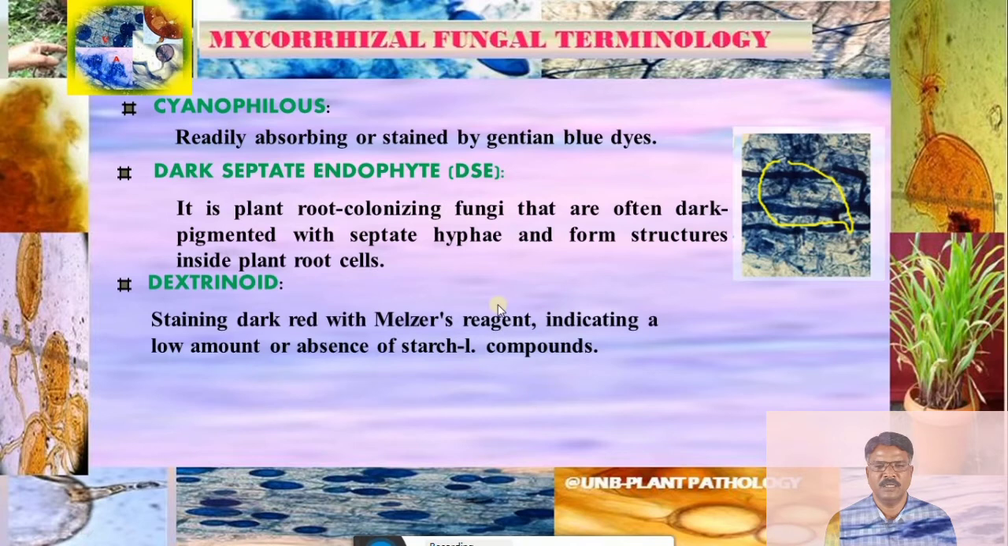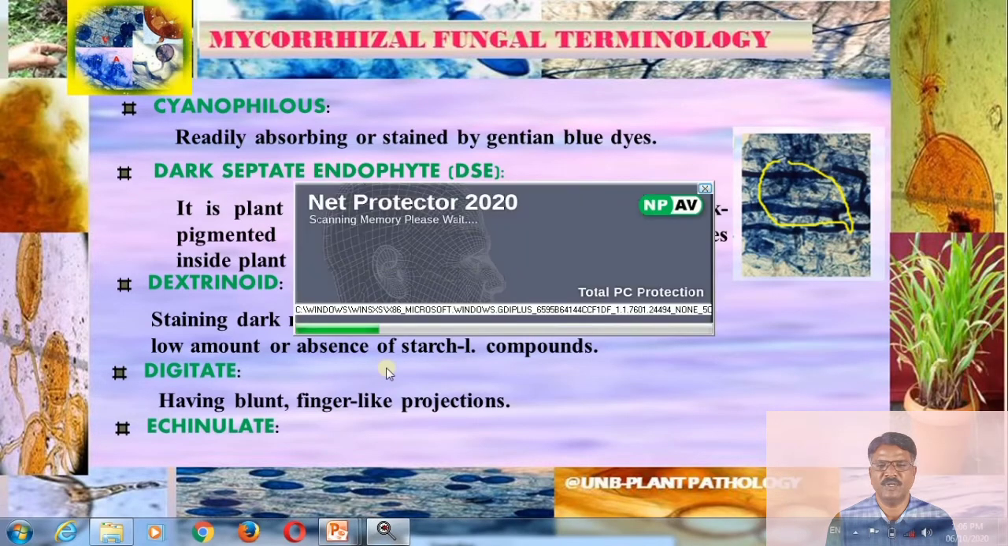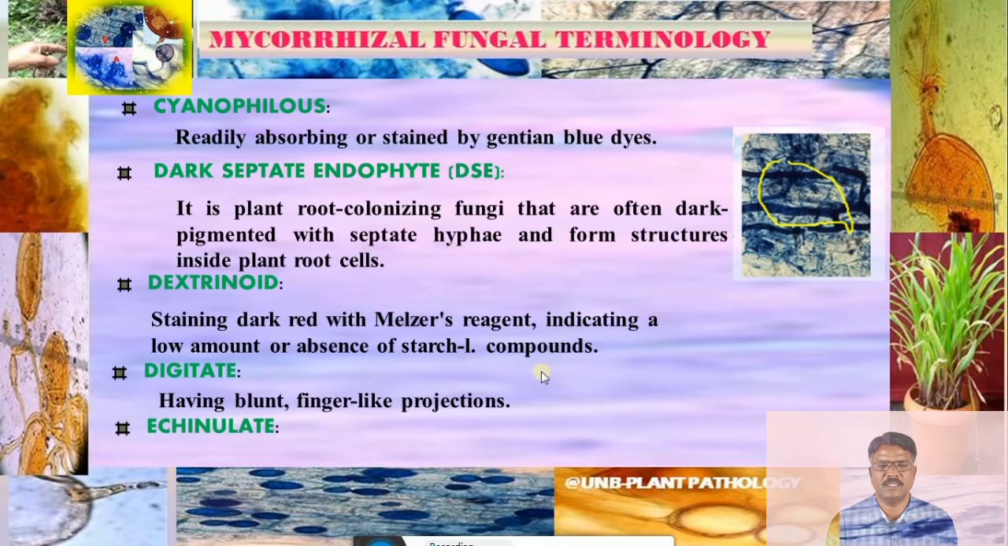Then dextrinoid, that is staining dark red with Melzer's reagent, indicating a low amount or absence of starch compound. So this phenomenon is called dextrinoid. Next, digitate. Digitate is having blunt finger-like projections. Then echinulate is a type of spore ornamentation, that is, spores with the surface having finely pointed spines are called echinulate.